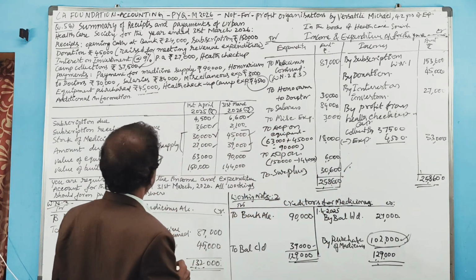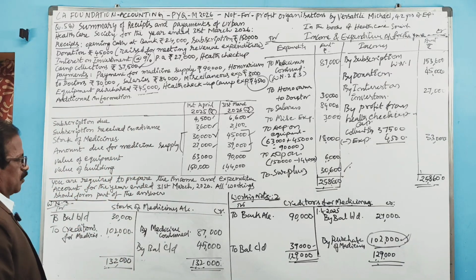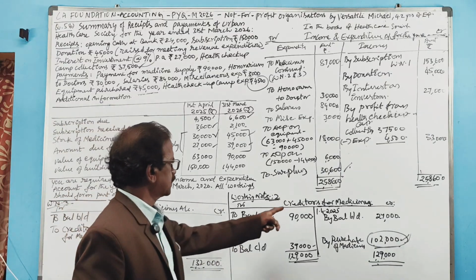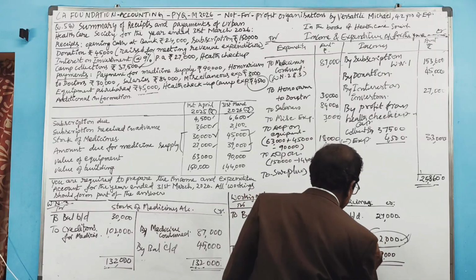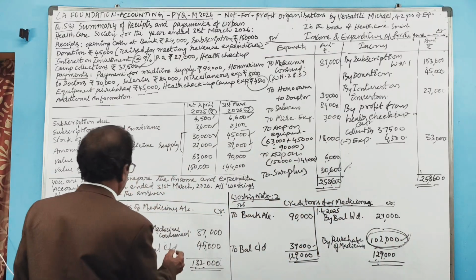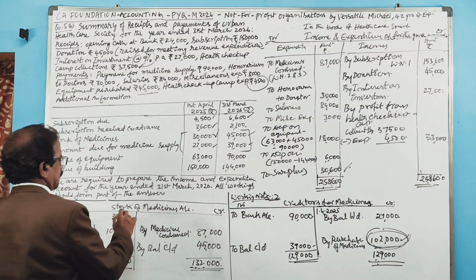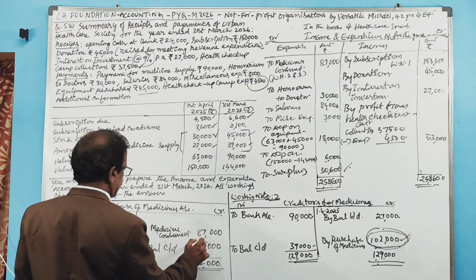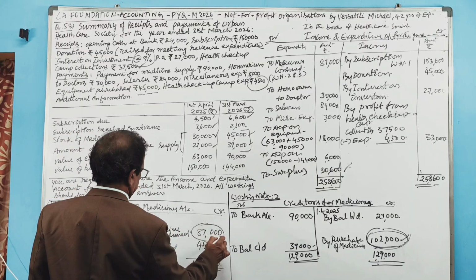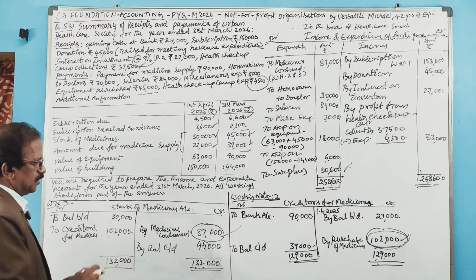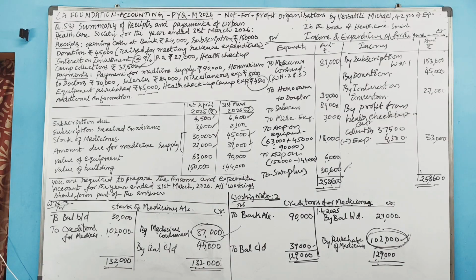So here in this question, the main points are: number one, preparation of creditors account to find out this amount, and number two, preparation of stock of medicines account to find out the medicines consumed. Try to remember this. Thank you very much.